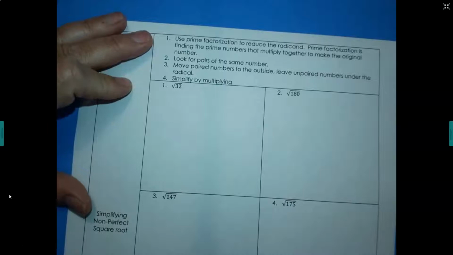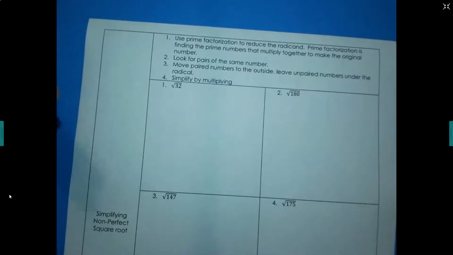So I'll give you a quick reminder of what to do up top. Use your prime factorization to reduce the radicand. Prime factorization is finding the prime numbers that multiply together to make the original number. So we're really just going to be breaking down the number. Look for pairs of the same number. That means they can come out. Move any paired number to the outside, but we're going to leave unpaired numbers under the radical. And then we simplify by multiplying.